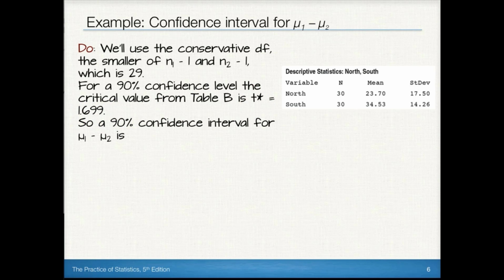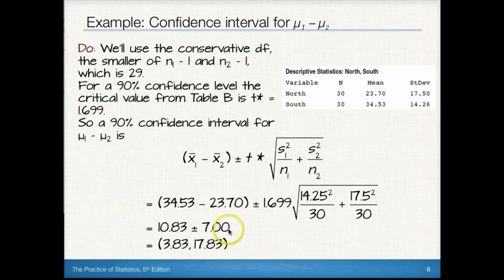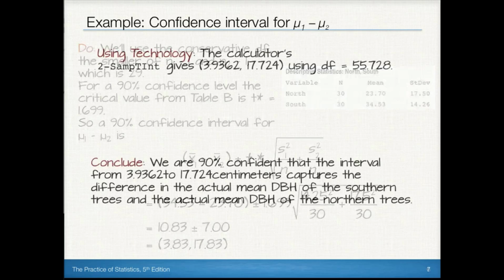So a 90% confidence interval for the difference in our means will be the difference in the sample means, plus and minus our critical t times the standard error of the difference of those means. That's 34.53 minus 23.70 from our output, plus or minus 1.699 times the standard error. We have 10.83 plus and minus 7 for a confidence interval from 3.83 to 17.83.